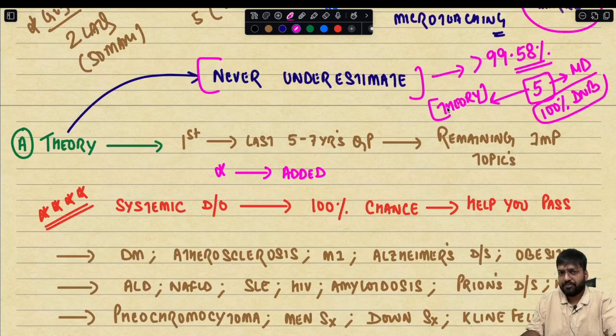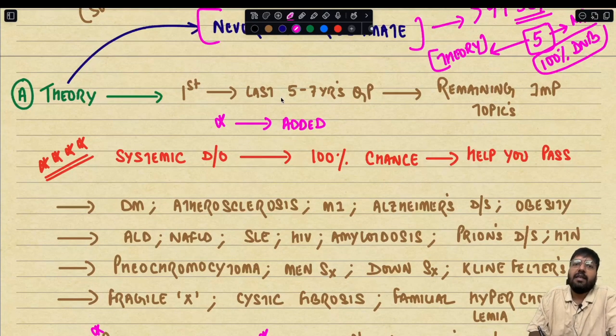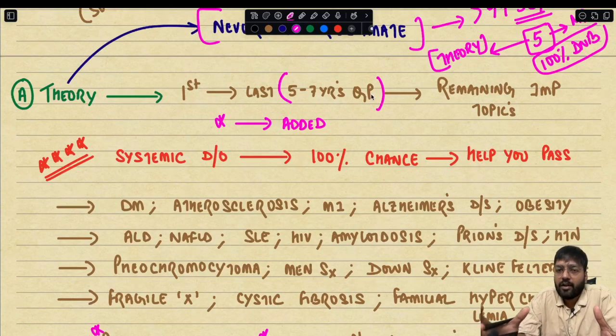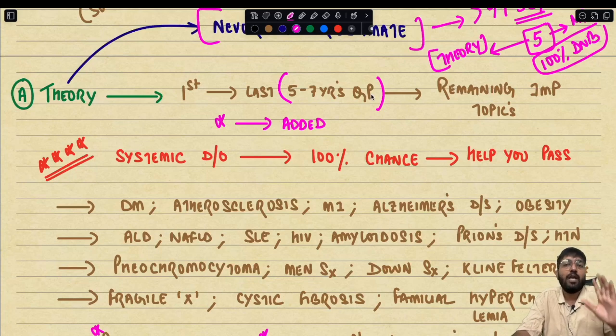Remember this point. Now remember one thing. First, remember what should be your approach for preparation of the theory. The first important step is to get hold of the last 5 to 7 years' question papers. For example, if you are appearing for the 2025 examination, the last 5 to 7 years from 2017-18 onwards till 2024, whatever question papers are there, you should have solved those questions. That is the first thing that you have to gather.